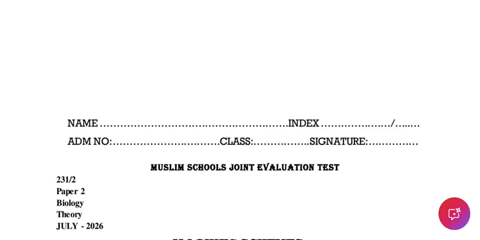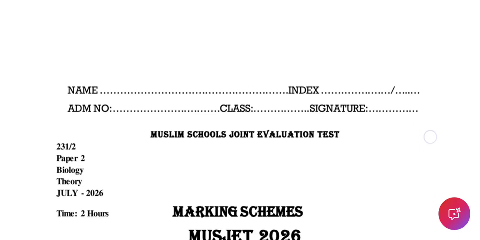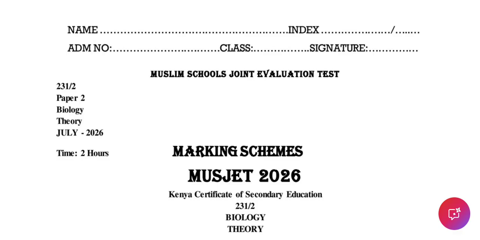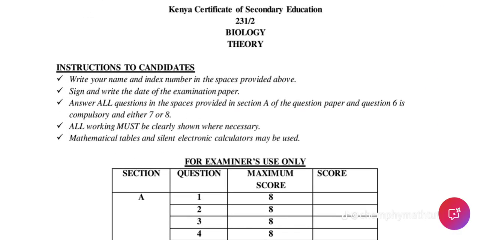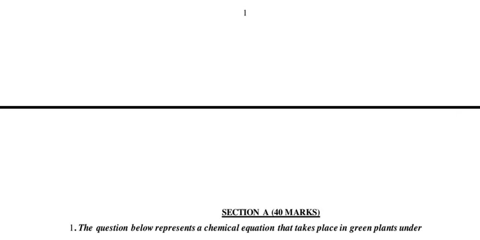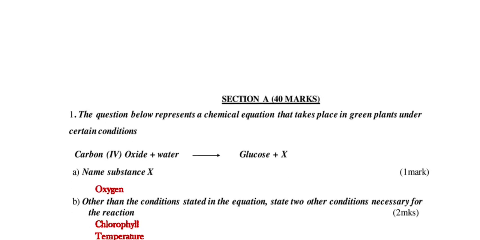Hi everyone. In this video, I'm going to take you through the marking scheme of the MUSJET 2026 that was done in July. MUSJET means Muslim School Joint Evaluation Test. So I'll go through the answers, and what you can do is go together with me as I read through and give you the marking scheme.